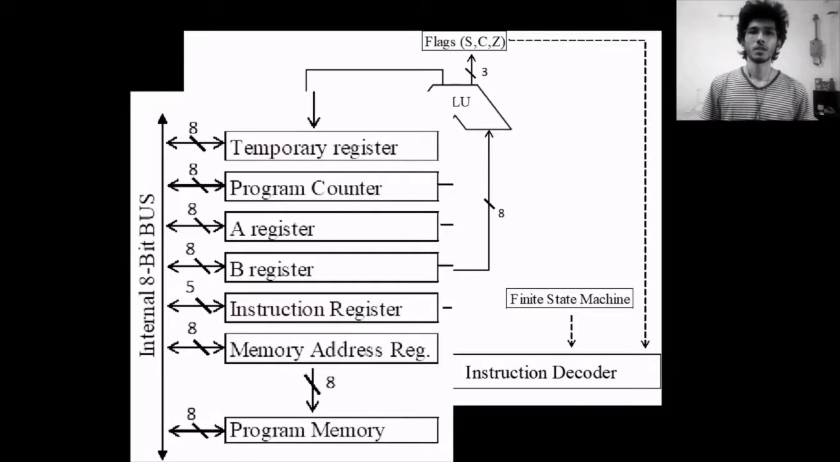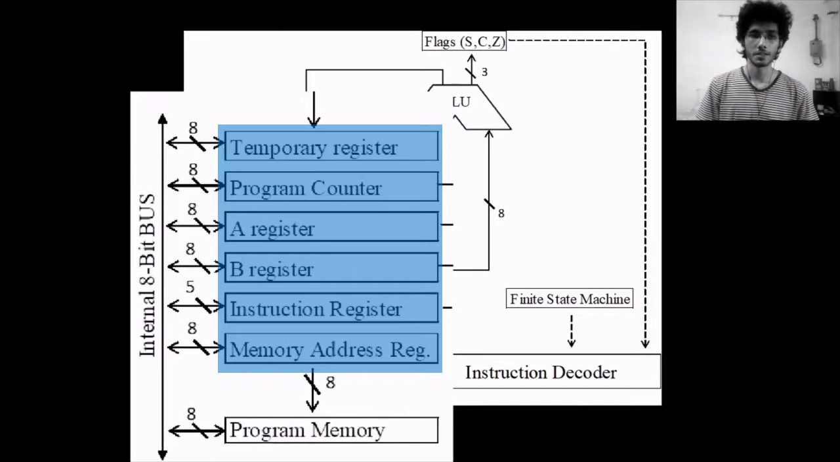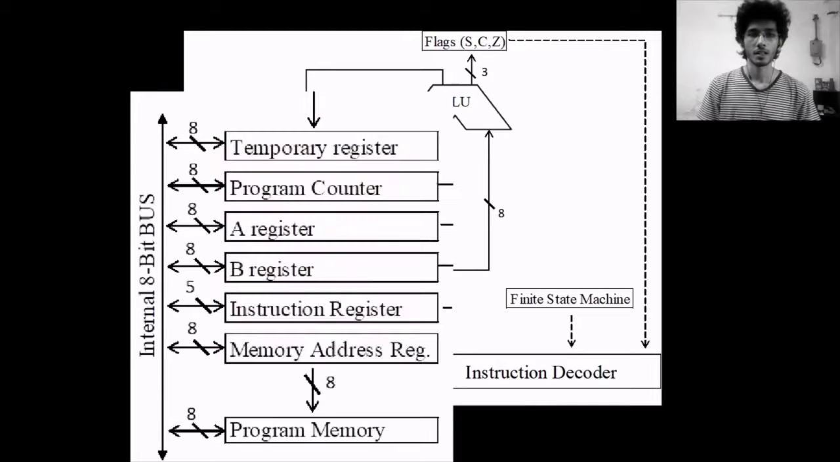My Relay computer consists of 6 memory registers, 5 of which are 8 bits wide, that is, they can store 8 bits of information at a time. The 6th register is the instruction register, which can store 5 bits of information at a time. Apart from these registers, you have the program memory. The program memory of my computer can store 256 bytes of data at a time. And this is where the software or the program is stored in my computer.